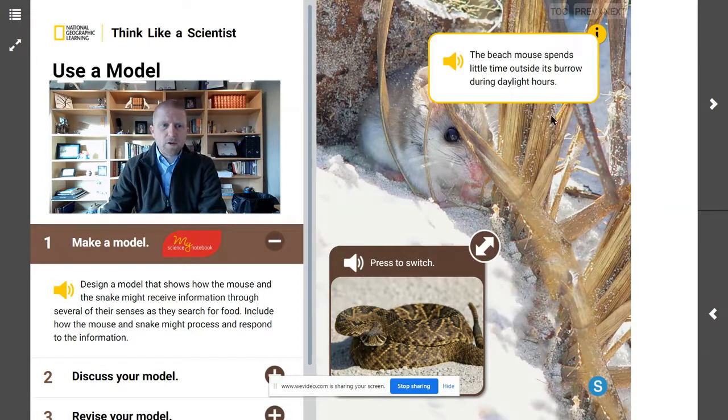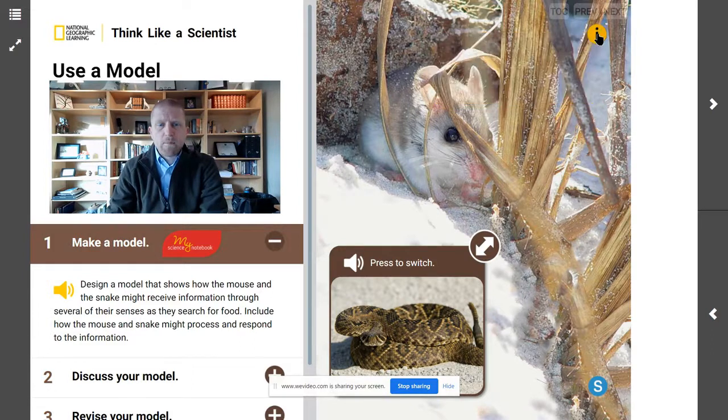And the beach mouse spends little time outside its burrow during daylight hours. All right, that's interesting information. So it is a mostly nocturnal animal. It is not a diurnal animal. Each of its features is going to help that mouse gather information about its environment.